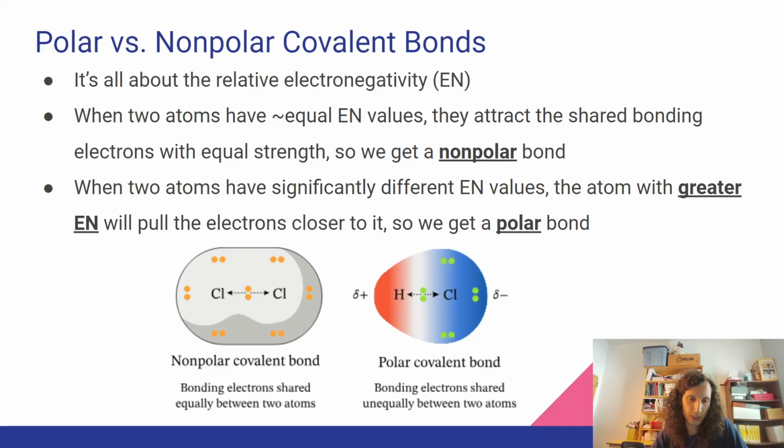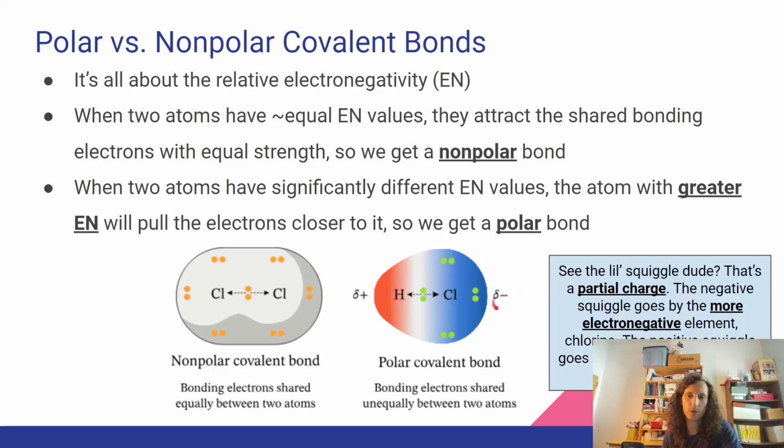And here's a representation. So two chlorine atoms, they are the same strength, right? They got the same electronegativity. These electrons are smack dab in the middle. When we have hydrogen and chlorine, chlorine is much more electronegative than hydrogen. So these electrons are going to be much closer to the chlorine atom.